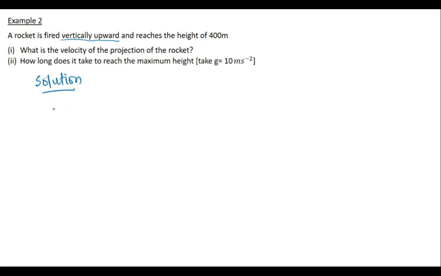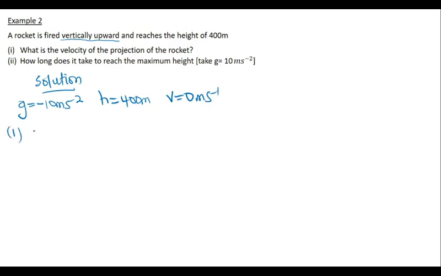A rocket is fired vertically upwards, so it means our gravity is negative 10 meters per second squared, because it is going against gravity. And we have our height equal to 400 meters. Now, because the motion is a vertically upward motion, we know our body will have an initial velocity but the final velocity, v, is equal to 0 meters per second. Beautiful. So with this, we can now go ahead and calculate part i.